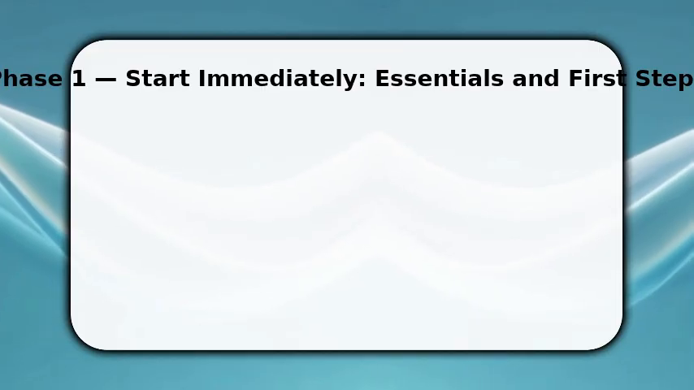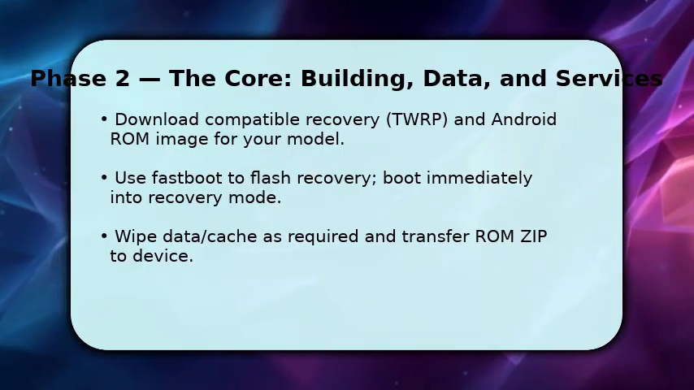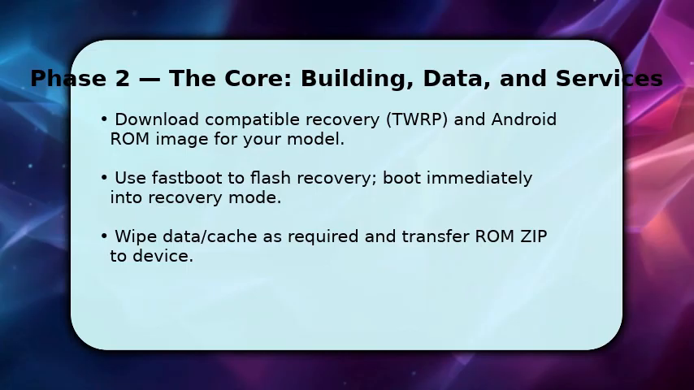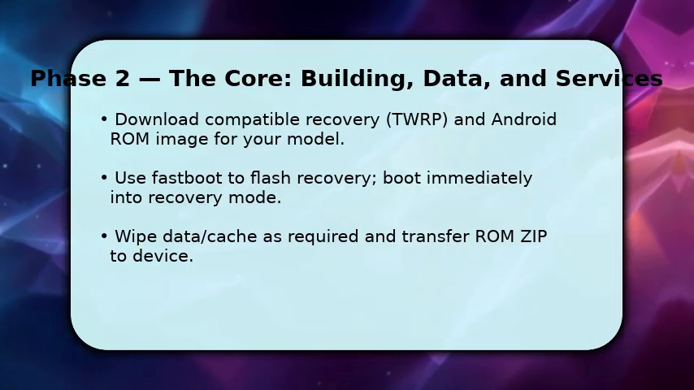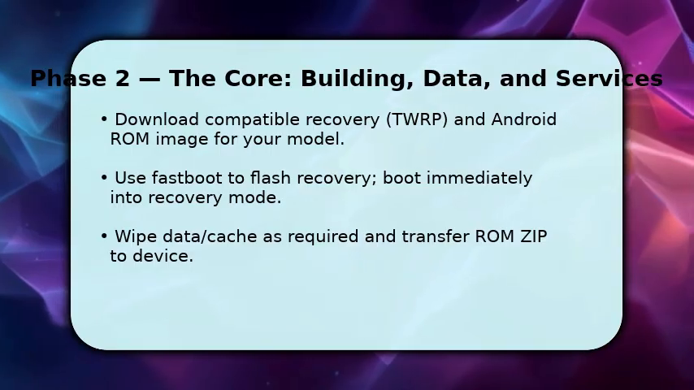You now flash a custom recovery to manage the install. Download the exact TWRP image and the ROM zip matching your model. Use fastboot flash recovery TWRP. Then immediately boot into recovery to avoid stock overriding it.